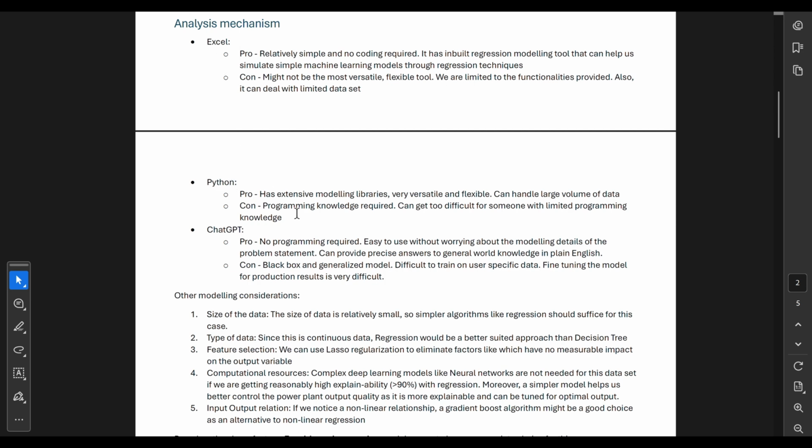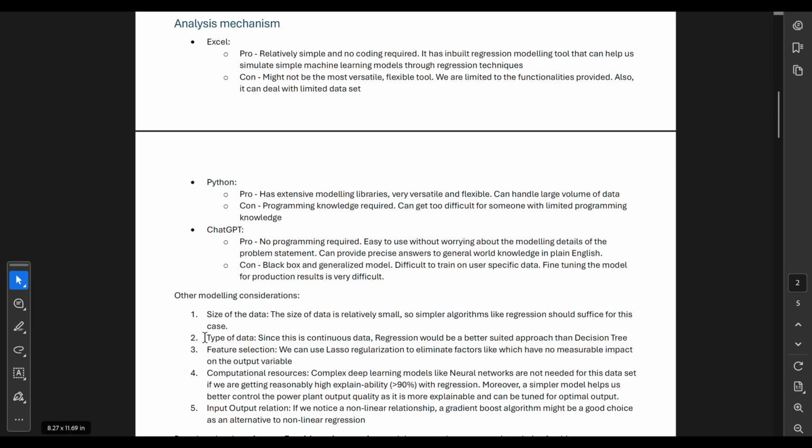Python gives us a lot of flexibility. Sorry, it's very versatile, and it has a lot of libraries that can easily help us get conclusions out of these models. However, it requires some programming knowledge, and it can get too difficult too fast, depending upon the type of analysis that we want to do. One advantage of Python is that while Excel provides us only with a regression tool, with Python we have libraries to test some of the other more sophisticated algorithms.